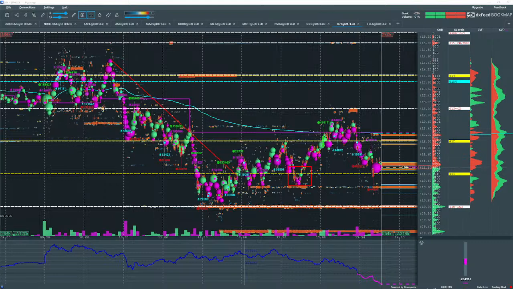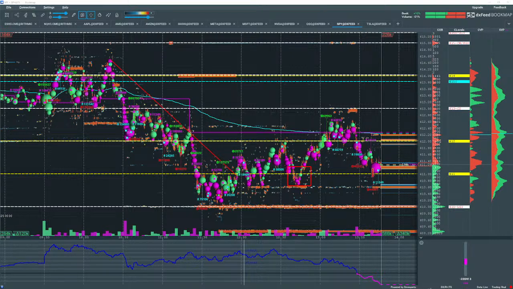And then for QQQ, the put wall dropped down from 300 yesterday to 285 today, and the key gamma strike moved up from 300 to 310. And also for QQQ, the call wall is also at 310, so more of a consolidation at the 310 level for QQQ.